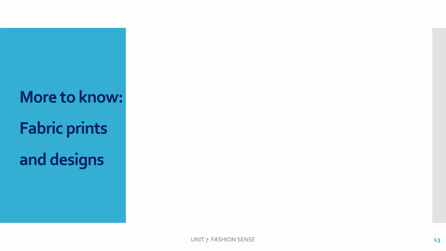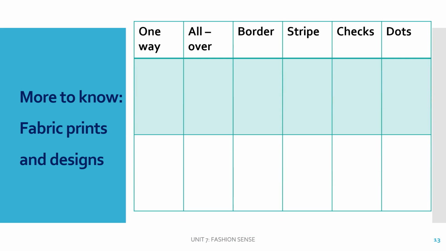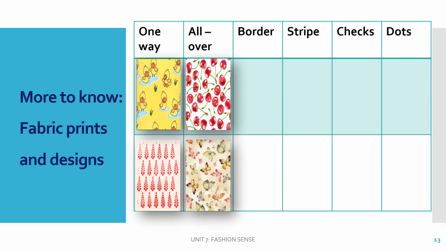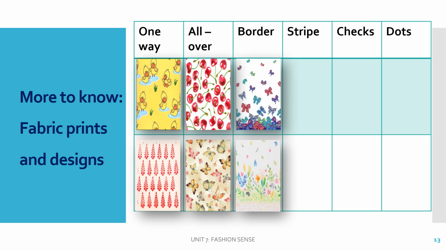Fabrics are available in different prints and designs. Let us have a look at some of these different prints and designs. First, we have one-way design fabric. The design goes in only one direction all over the fabric. Next, we have all-over design, whereby the design goes in any direction all over the fabric. We also have border design fabric. Here, the design concentrates on the border of the fabric.